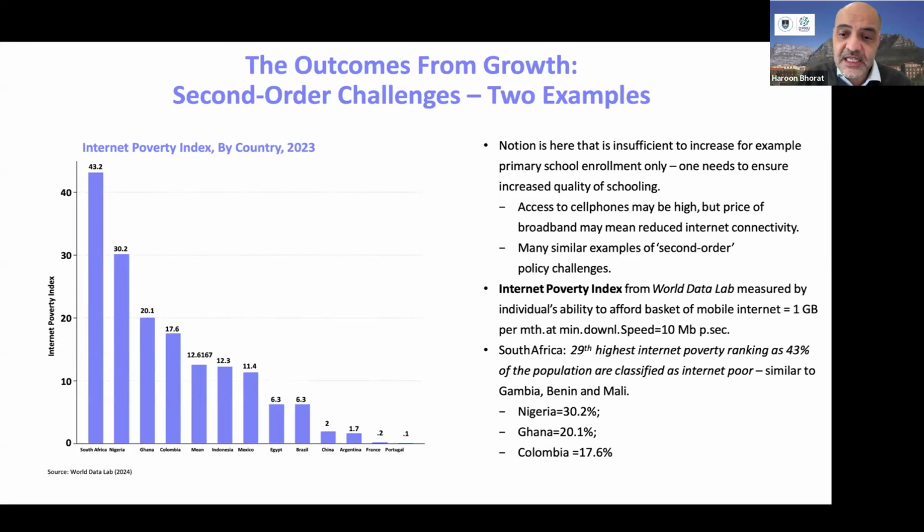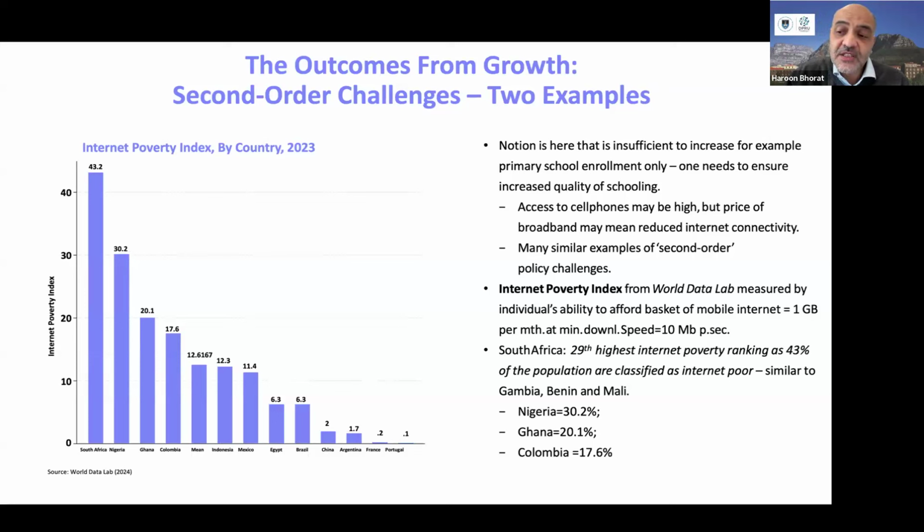There's a very interesting index called the Internet Poverty Index, from something called the World Data Lab. So go and look it up. The World Data Lab is a really cool global data site. They have this interesting concept of measuring affordability. They look at an individual's ability to afford a basket of mobile internet. They measure this basket by 1 gigabyte per month of data, at a minimum download speed of 10 megabytes per second.